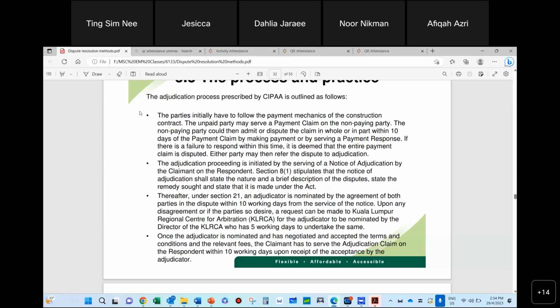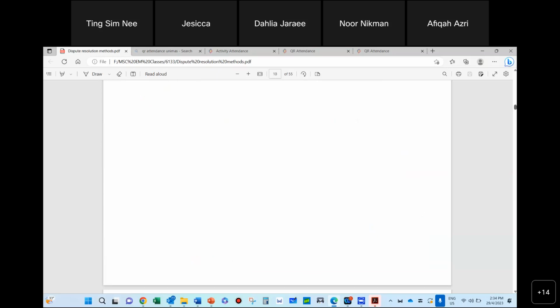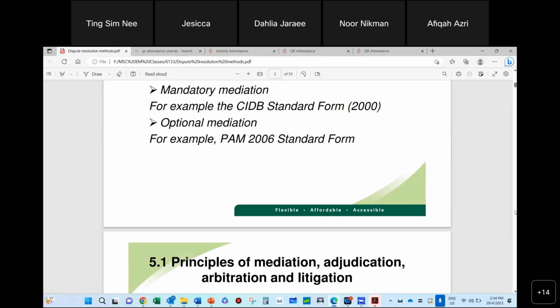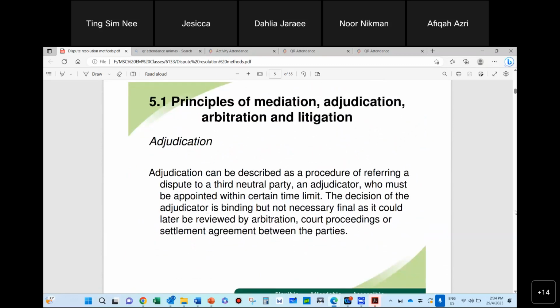All right. So in the UK now, it's actually being forced as a mandatory kind of method. Okay, so adjudication is like a procedure. You refer to a third party called an adjudicator. That person will be appointed for certain issues over a certain time. There will be a time limit. And this person usually is a very technical person.